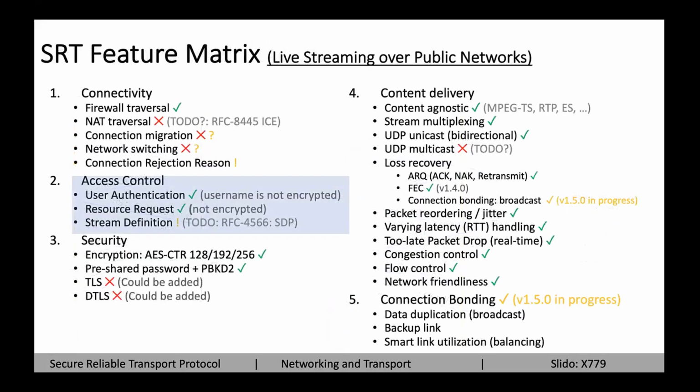And this brings us to the second set of tasks, which is access control. Consider a client wants to connect to a streaming server and request a certain resource. The streaming server needs to authenticate the client, probably share the stream definition for the requested resource, and start sending the data. SRT currently supports this use case.